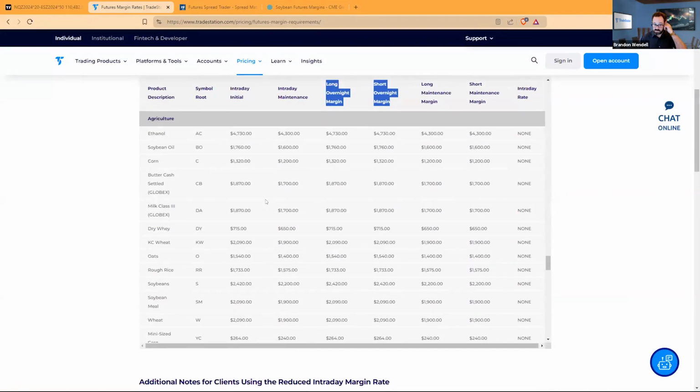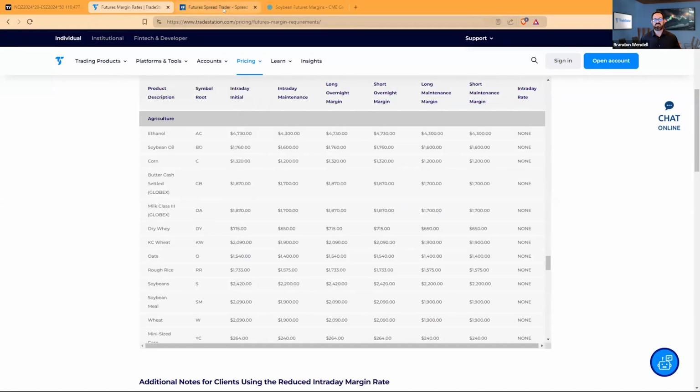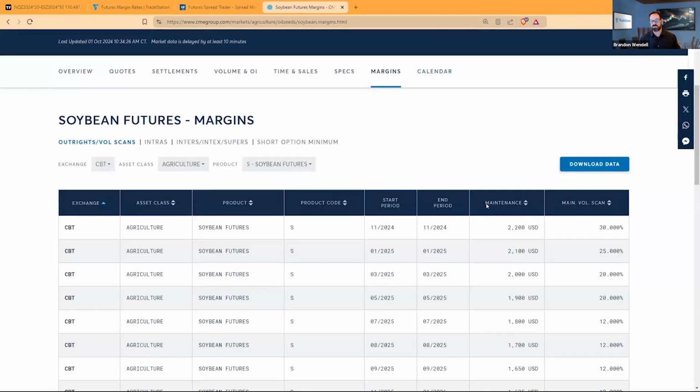agriculture, soybeans, there we are. Look what it says. Overnight margin 24.20. That's it. So basically the maintenance margin is related to the initial margin, but the initial margin is 110% of the maintenance margin. That's all. But anyway, that's the outright. We're not going to worry about that right now.